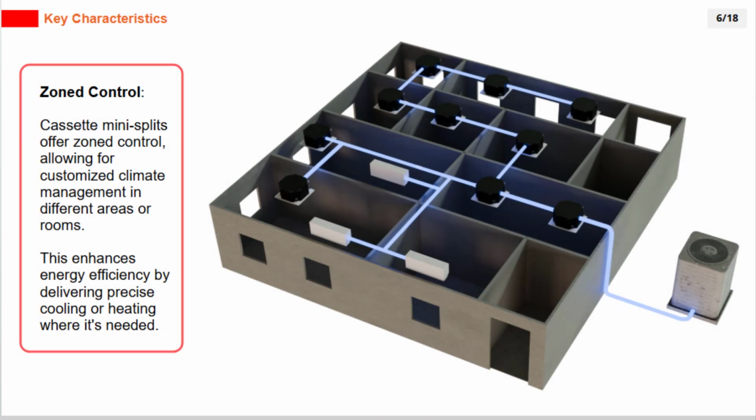Zone control. Cassette mini-splits offer zone control, allowing for customized climate management in different areas or rooms. This enhances energy efficiency by delivering precise cooling or heating where it's needed.